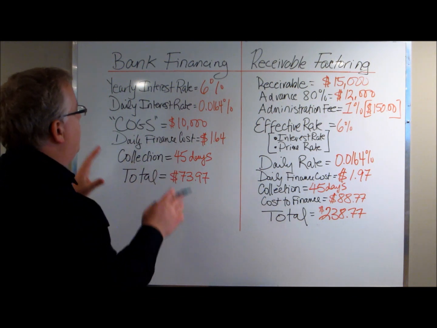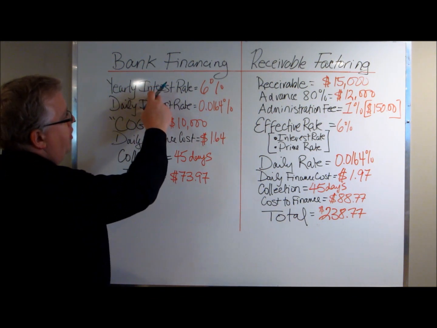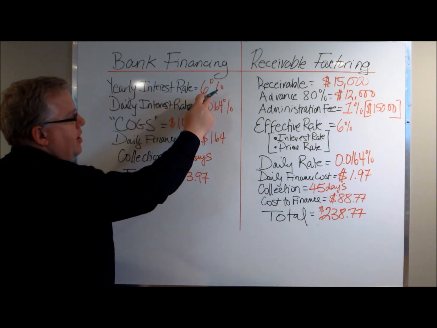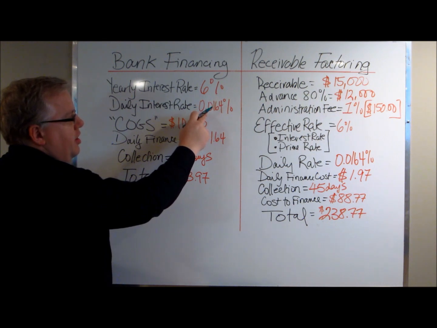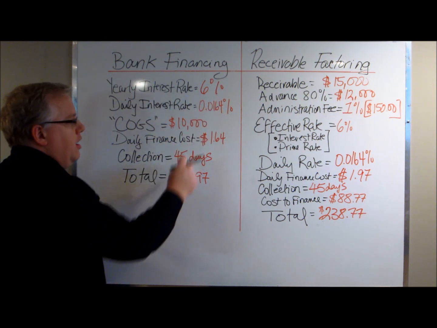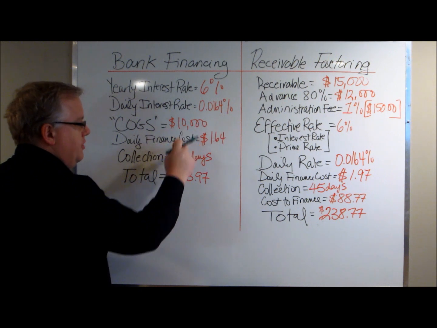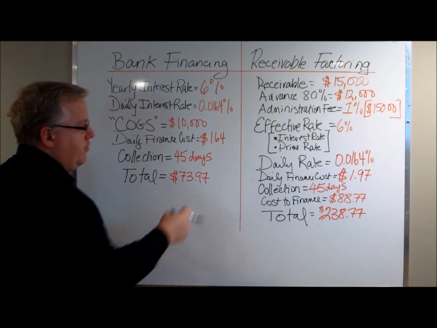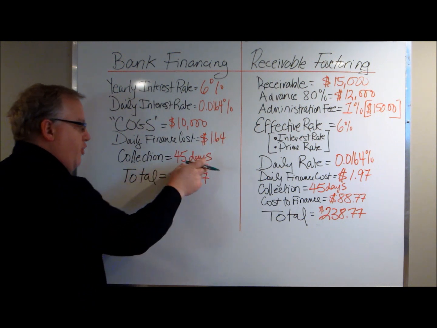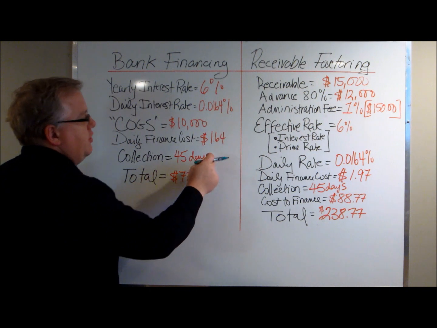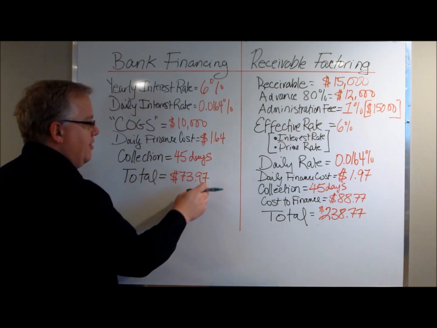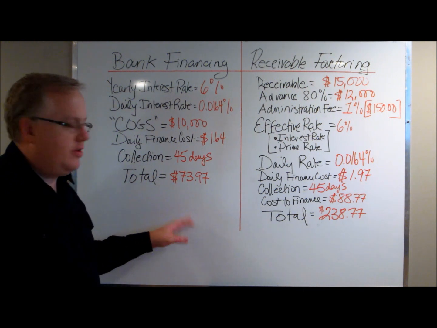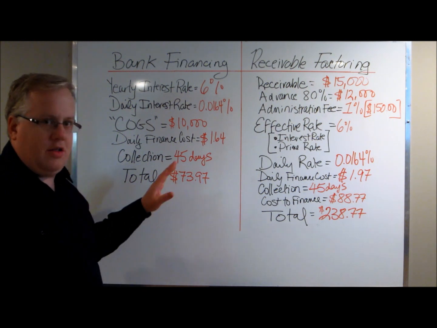So very quickly, with a bank, when you finance, they're going to charge you a cost of capital. In our case, our yearly interest rate is 6%. Our daily interest rate is 6% divided by 365 days in a year, which gives us 0.0164%. Our cost of goods sold is $10,000. Our daily financing cost is our daily interest rate times our cost of goods sold, which is $1.64. It took 45 days to collect from our customer, so it's 45 days times our daily cost to finance the receivable. 45 times $1.64 is $73.97. Very simple and straightforward, not too complicated.